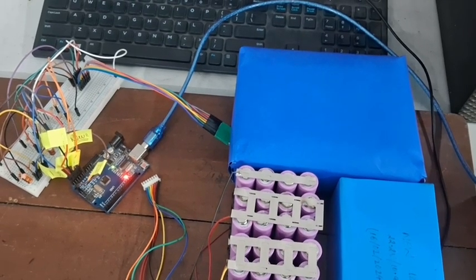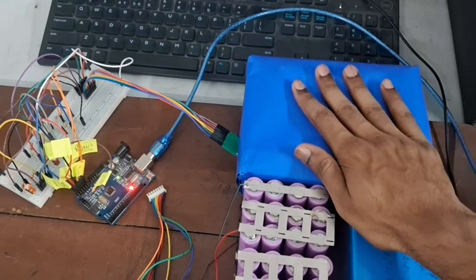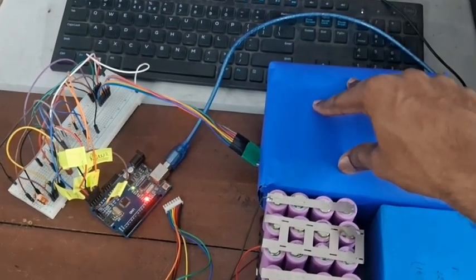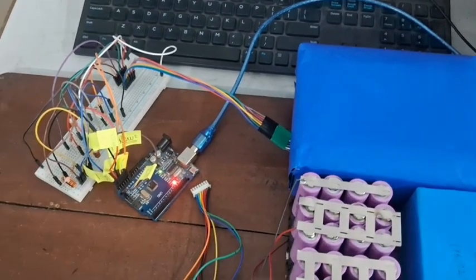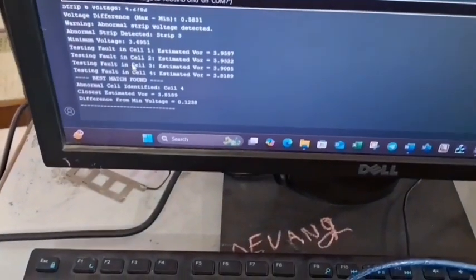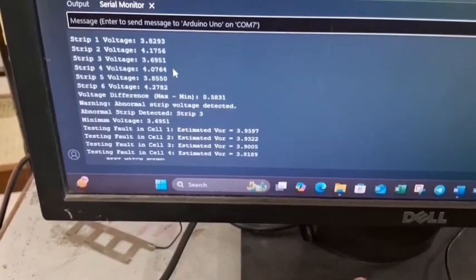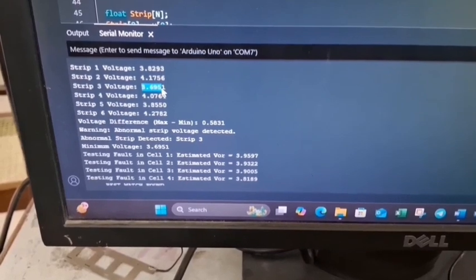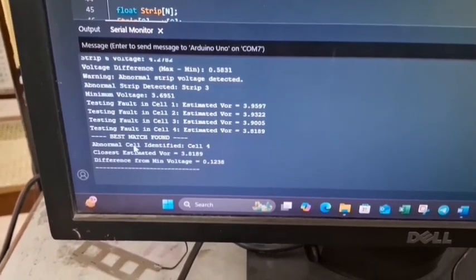Now is the time to move towards our third battery pack. This battery pack has been borrowed from a battery manufacturer for our testing purpose, and now for this battery pack we are going to see the results of the WAVES system. The display shows that the abnormal strip detected is strip number 3. We can also see that strip 3 has the least voltage of 3.6951 as compared to the other strips, and the location that has been identified is cell number 4.